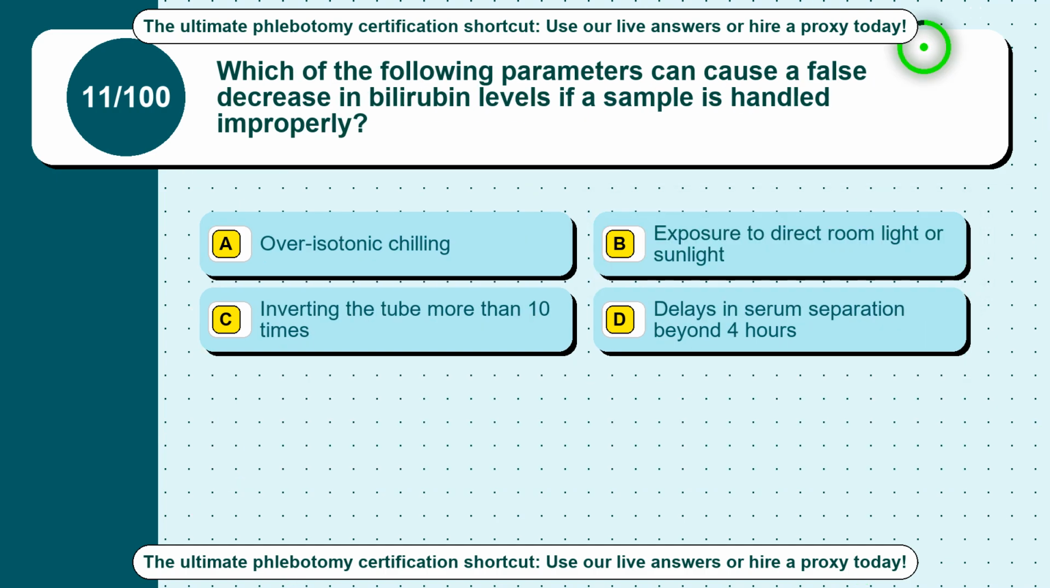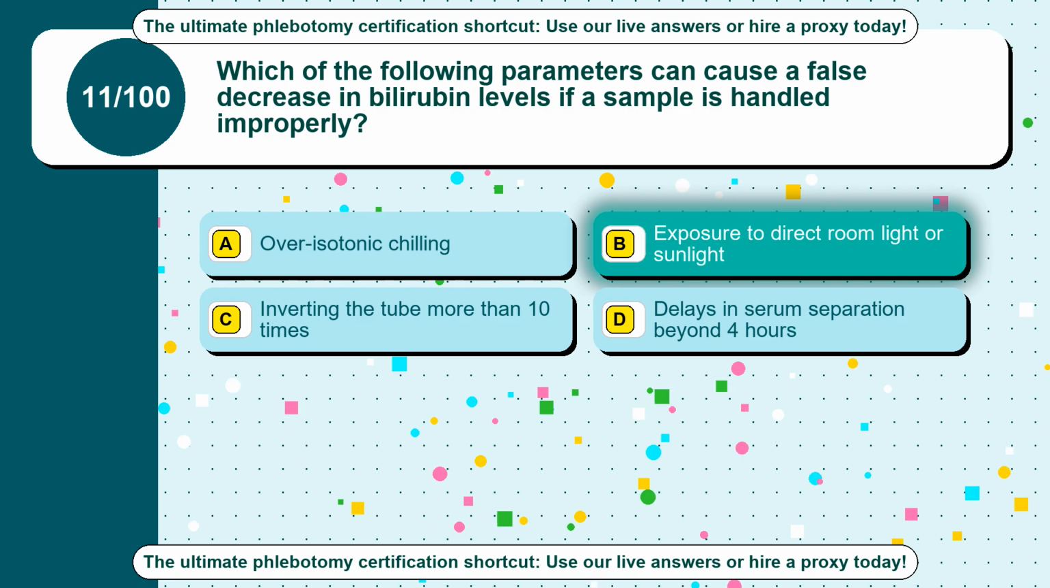Question 11. Which of the following parameters can cause a false decrease in bilirubin levels if a sample is handled improperly? Option A, over-isotonic chilling. Option B, exposure to direct room light or sunlight. Option C, inverting the tube more than 10 times. Option D, delays in serum separation beyond 4 hours. The correct answer is option B, exposure to direct room light or sunlight.